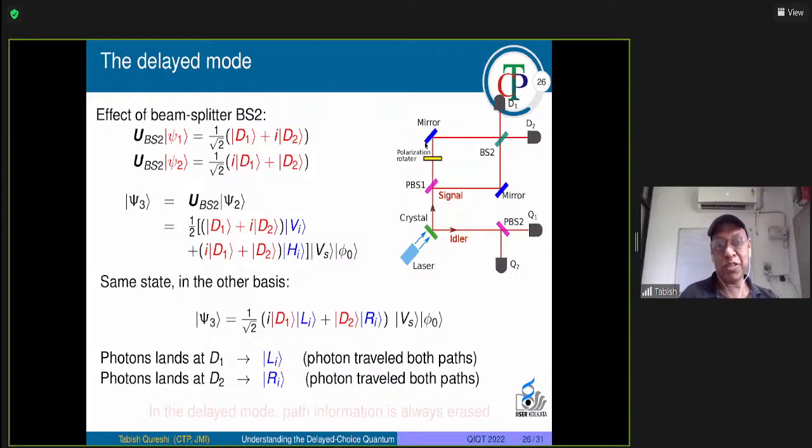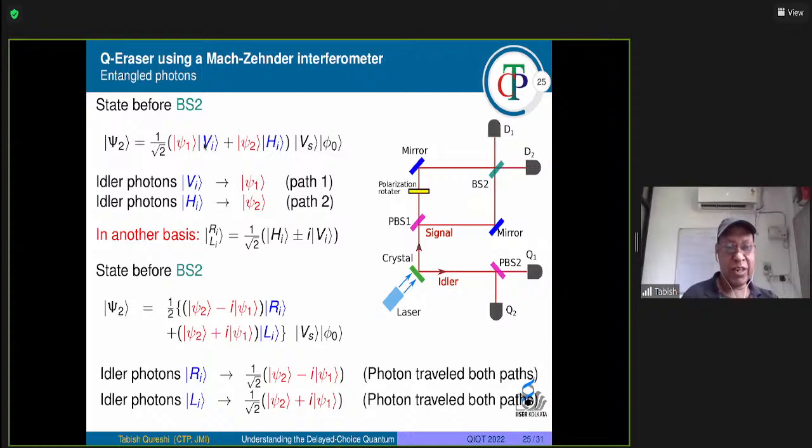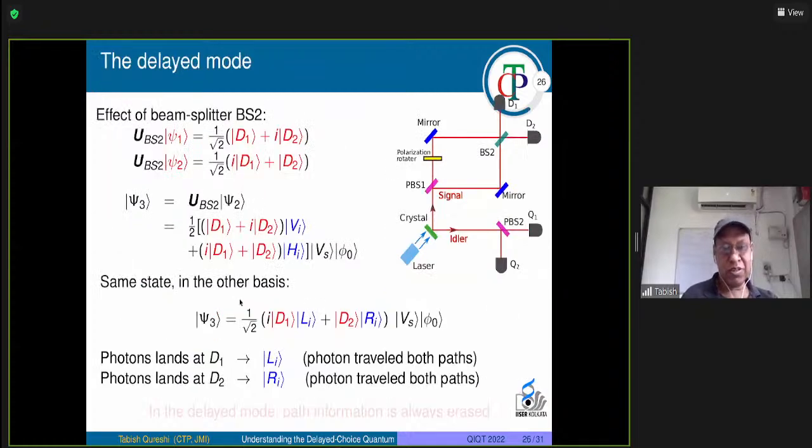In the delayed mode, of course, we have to worry about what happens when this photon lands at D1 and D2. So the effect of the second beam splitter is also a unitary transformation. It acts on psi1, it splits into two parts, D1 plus iD2, and this part also splits into a superposition of two parts. So now this state psi2 which I had taken, you apply this beam splitter operator on that, and this is what you get.